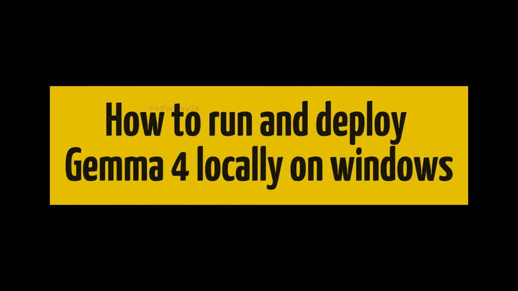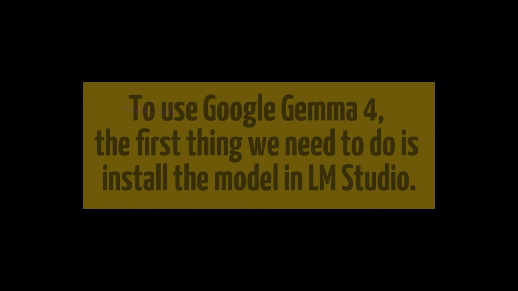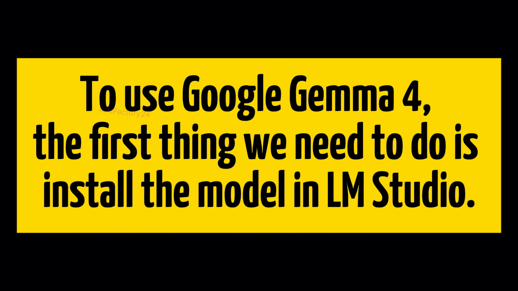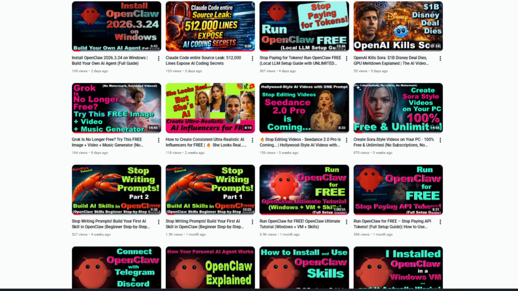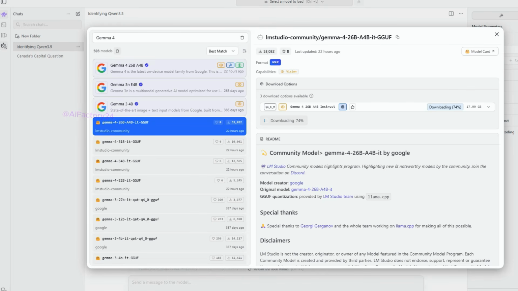How to run and deploy Gemma 4 locally on Windows. Step 1. To use Google Gemma 4, the first thing we need to do is install the model in LM Studio. If you don't already have LM Studio installed on your system, you can refer to my previous video where I show the full setup process. Stop paying for tokens. Run OpenClaw free, local LLM setup guide with unlimited tokens. Once LM Studio is installed, go to the Models section and search for Gemma 4. You will see several model options available. Choose the model size that best fits your GPU and system RAM.